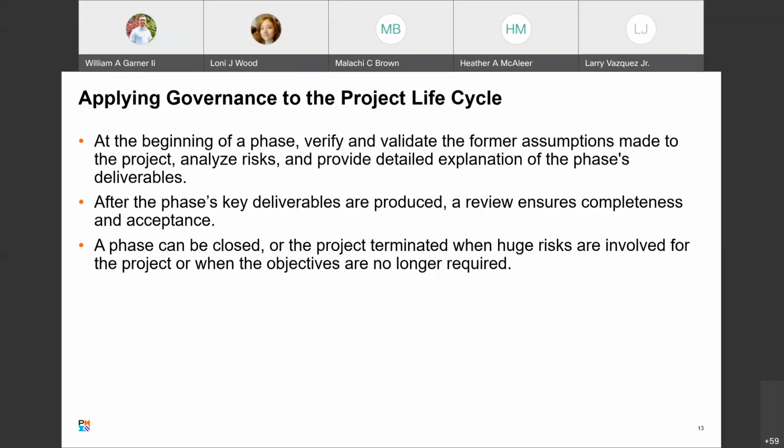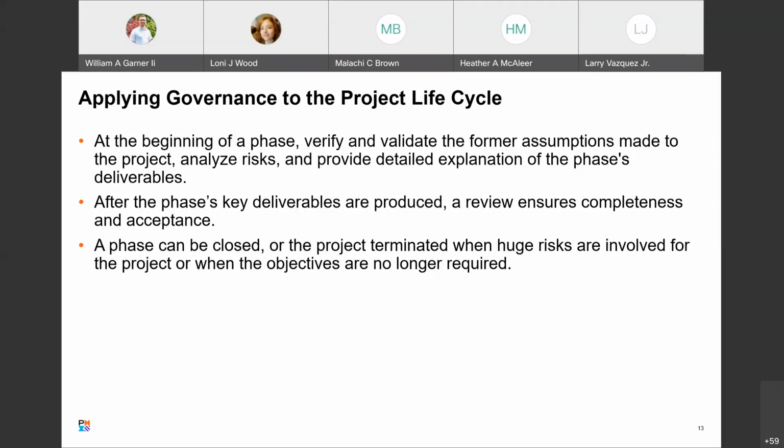So this is applying that governance to the project life cycle, from phase to phase to phase. Complete the phase, analyze the phase, and see what you have. While you are starting the next one, you want to verify and evaluate that your assumptions to this point are still accurate. Have risks changed?